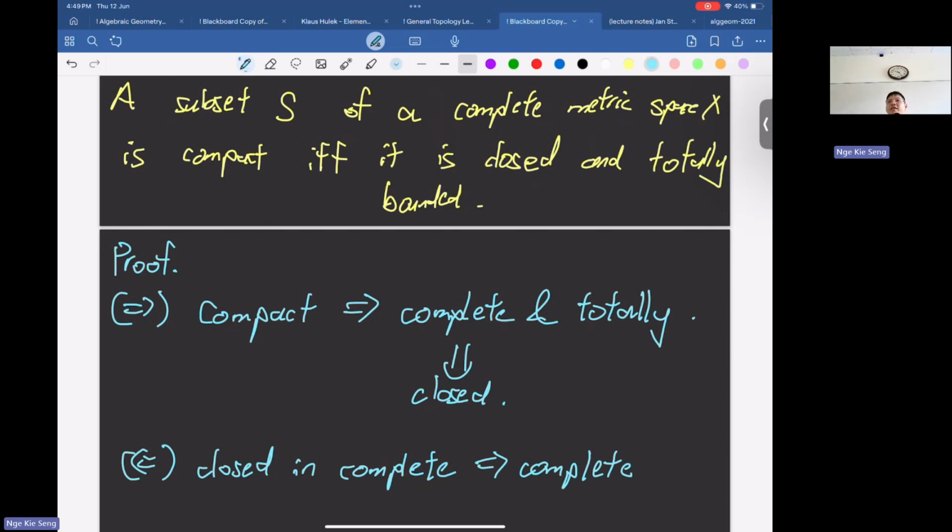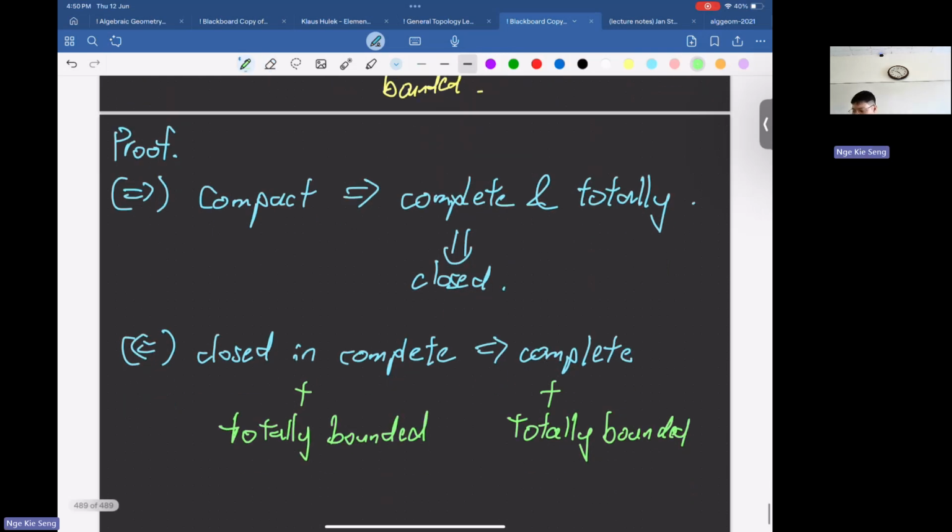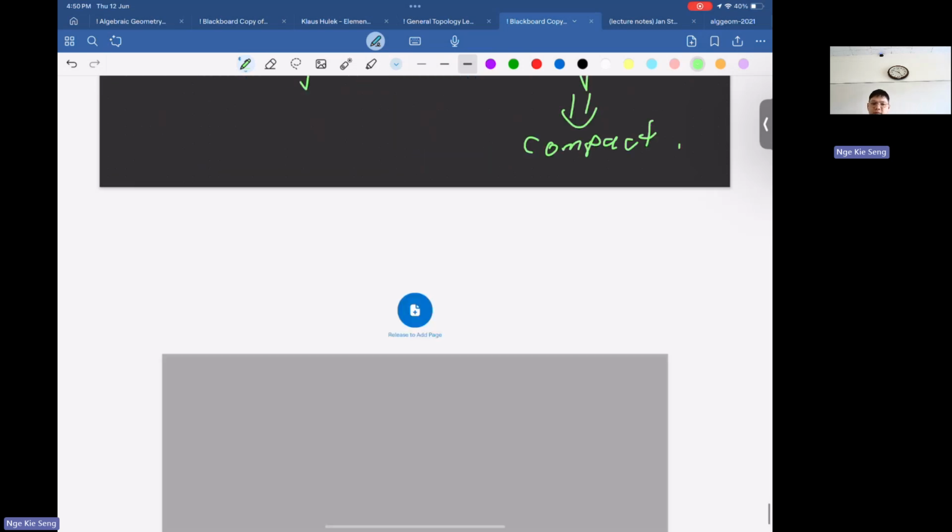We have totally bounded, right? So complete, all the way, plus totally bounded. So we still have totally bounded, using the previous result we have. Okay, make sense? Good. Next.